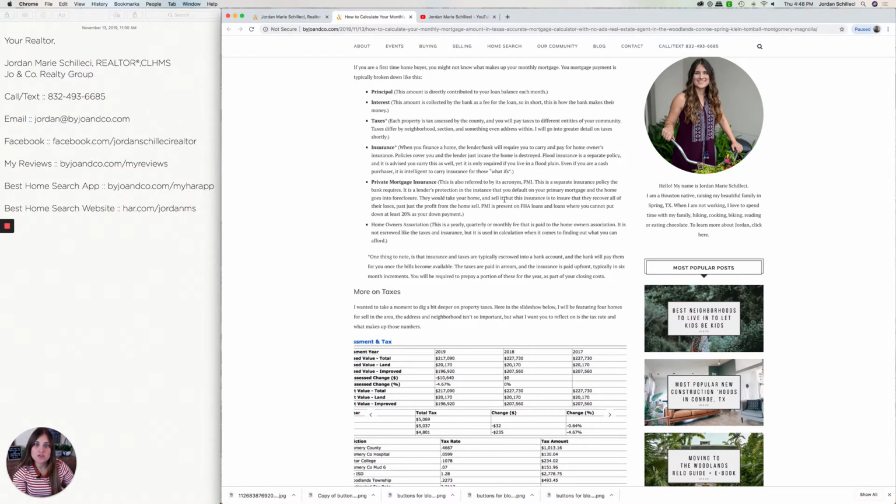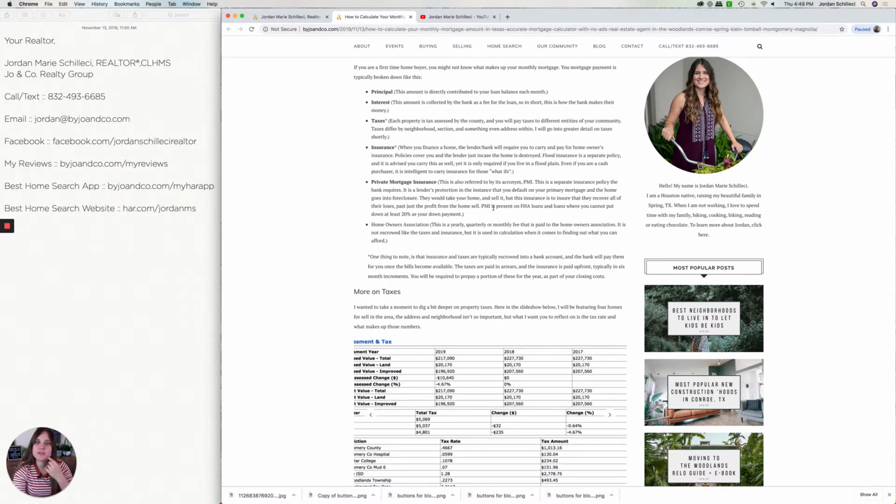Next, we have private mortgage insurance. Now, this is something that you will have to purchase for your home if you own less than 20% of the home, and definitely will stay on there for the life of the loan if you have an FHA loan. Now, once you pay down 20% of the loan, you won't have to carry that PMI anymore. So this PMI, again, is private mortgage insurance, a separate insurance policy the bank requires. It is the lender's protection in the instance that you default on your primary mortgage and the home goes into foreclosure. They would take your home, sell it, and then this insurance just covers them if they're not able to recover all of their losses.